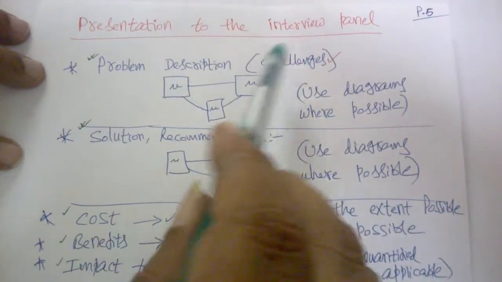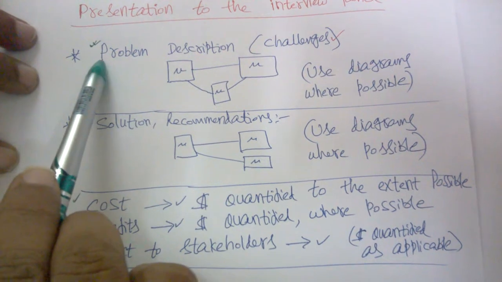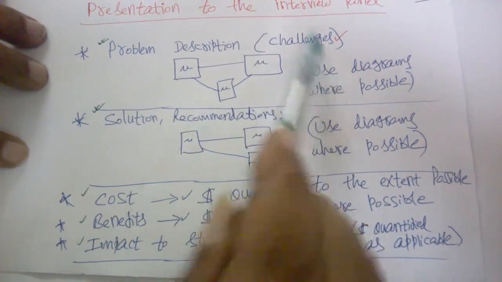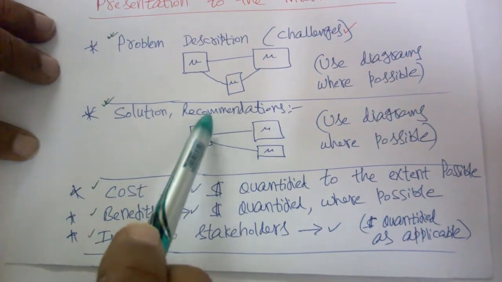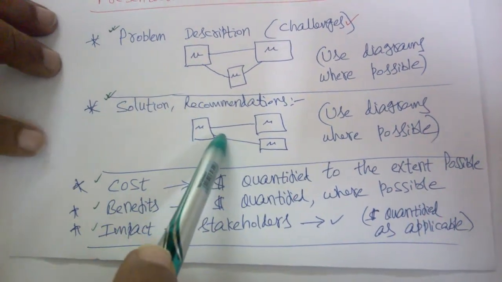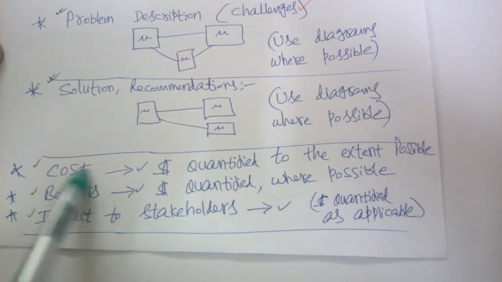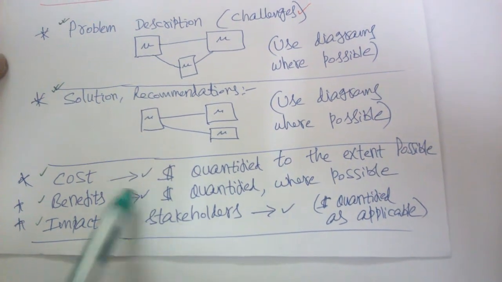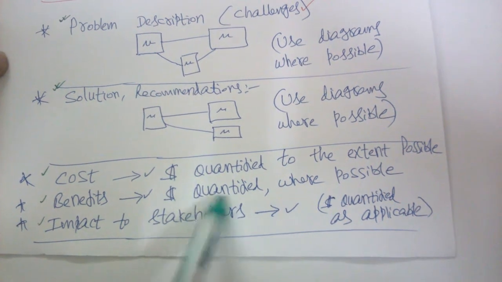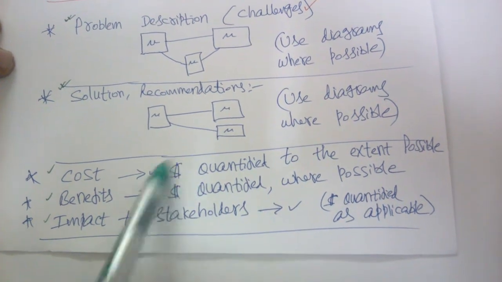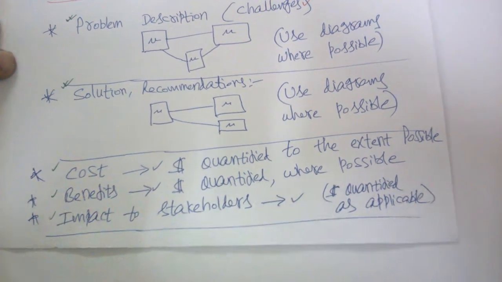During the presentation to the interview panel, one may use these guidelines. One, problem description, these are also called challenges. Use diagrams liberally, and solution and recommendations and alternatives also should be given using diagrams as much as possible. And some or more of these aspects, cost, benefits, and impact, especially these aspects should be given where possible with quantification with money, dollar quantified amounts as much as possible.